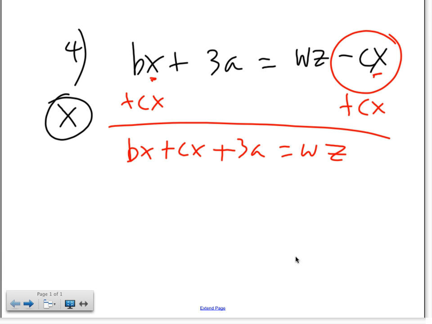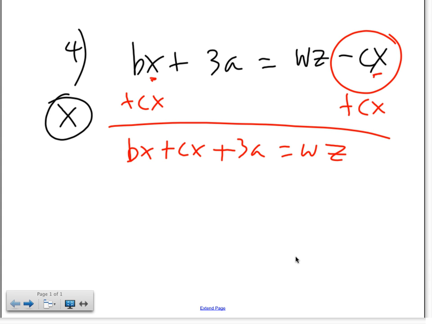Wait, but can you move the bx over? Yeah, you can. Either way is fine. I don't really care. The reason I'm choosing cx is because I want to turn this into a positive. See it? But if you move bx over, you have to subtract bx over. So either way.